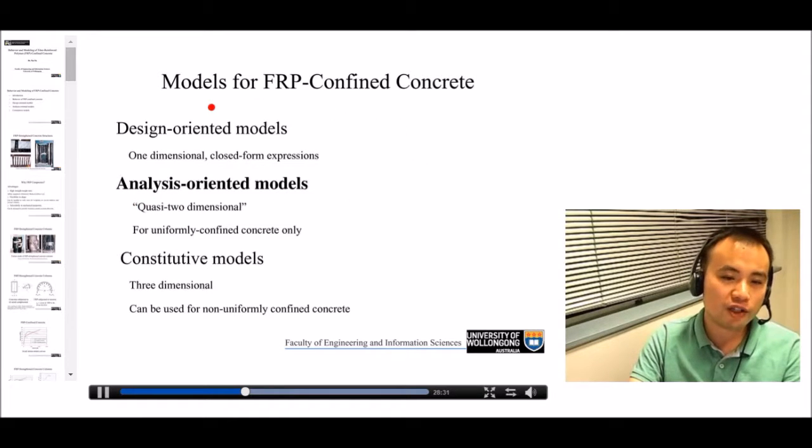Now let's move to the analysis-oriented models. Just now we said design models are basically one-dimensional models, but analysis models are typically quasi-two-dimensional. This means an analysis-oriented model not only predicts the axial stress-axial strain behavior, it also predicts the lateral expansion behavior of the concrete. But most of the existing analysis models work only for uniformly confined concrete, which means concrete in a circular column.